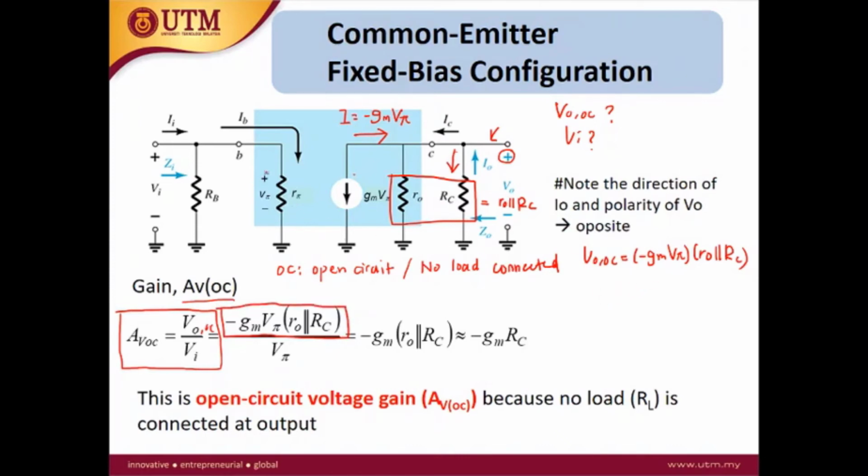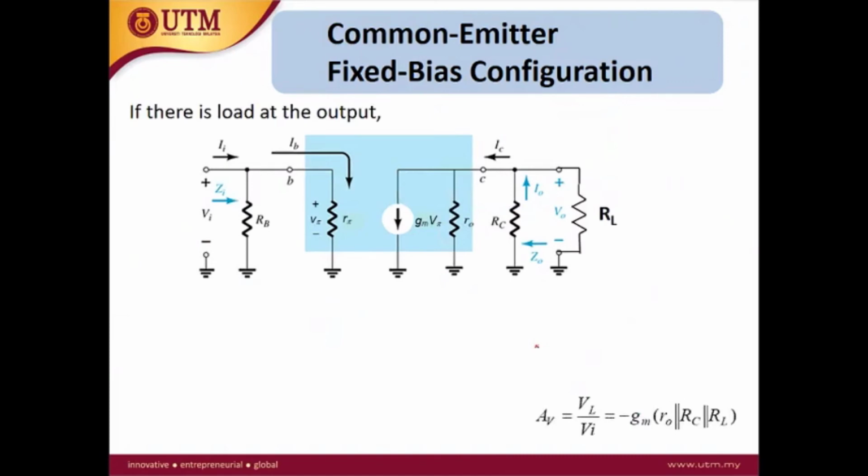And next, what is VI? VI is from this point with respect to the ground. So the VI and V pi are in parallel, so VI is equal to V pi. That's why we got here this is V pi. Insert in this equation, the V pi can be cancelled out. So lastly, you can get AVOC is equal to minus Gm R node RC. If the R node is infinity, then AVOC is equal to minus Gm RC.